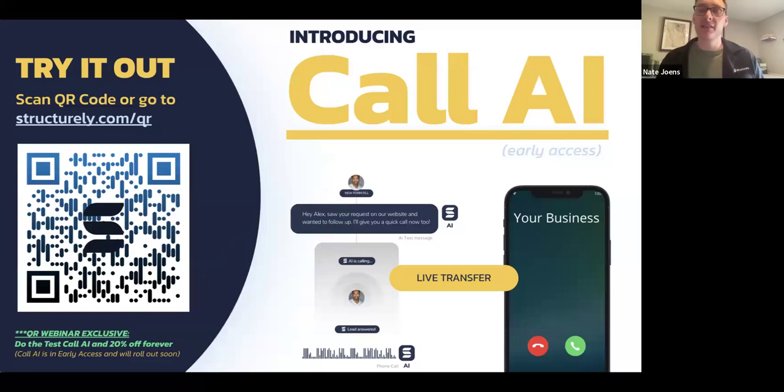So if you have pricing questions, actually ask our AI. We built our Structurally pricing into our AI. So if you want to talk to our AI, go to structurally.com/QR, fill out the form and say, hey, what's your pricing? It will also answer our pricing questions. So answered a number of those.